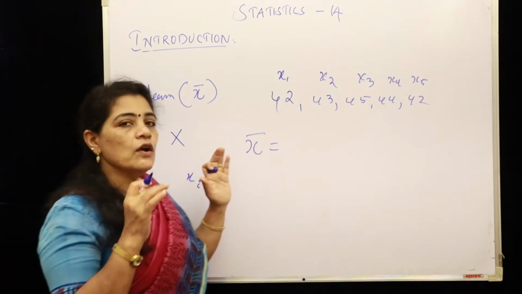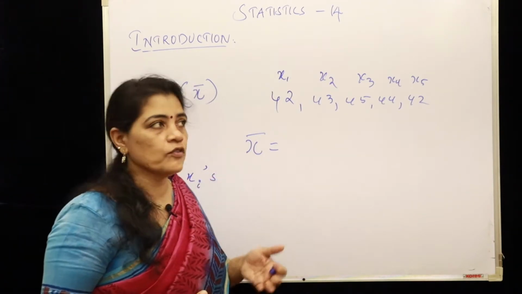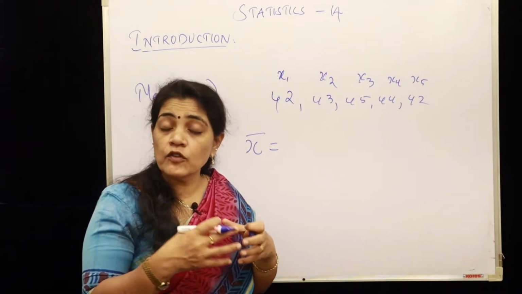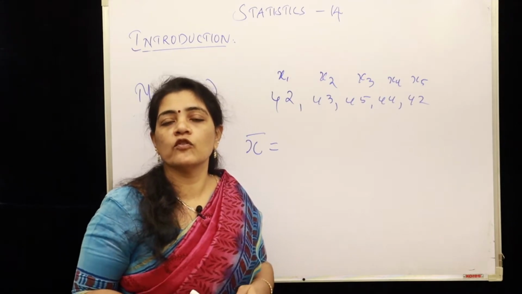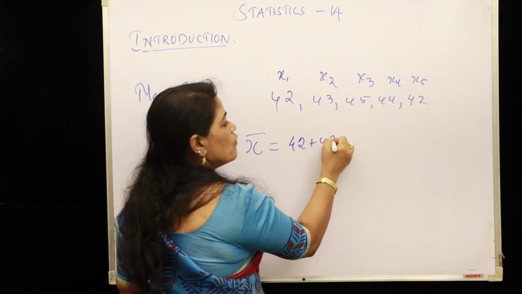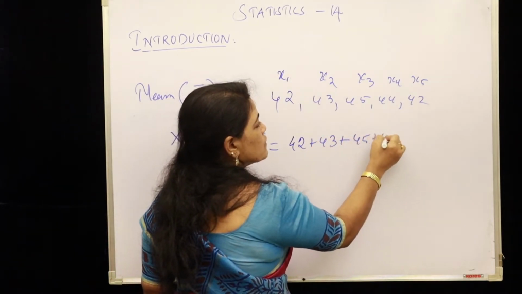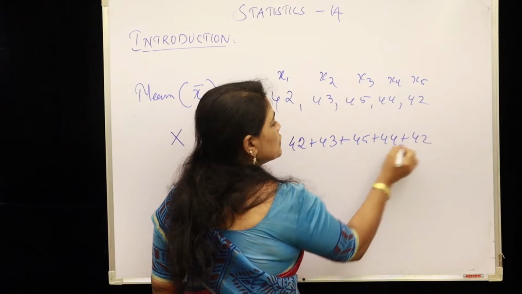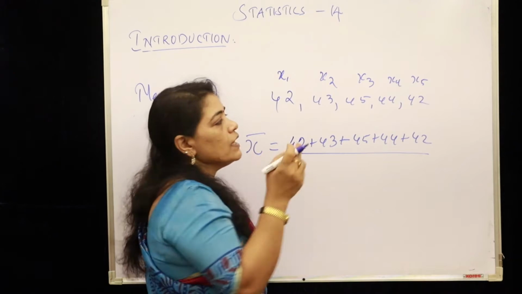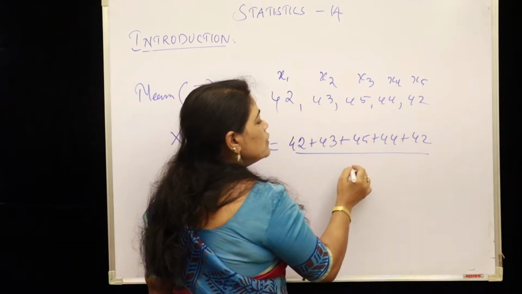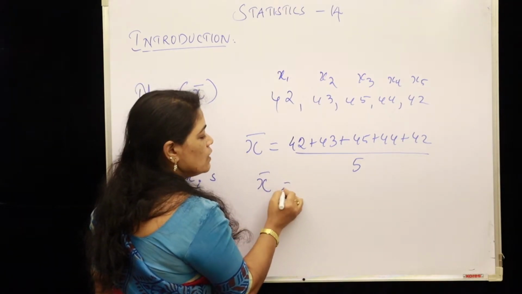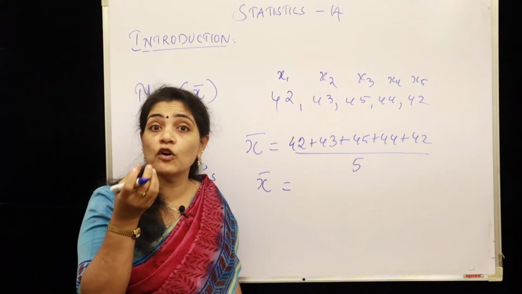In order to get the arithmetic mean of these observations, just sum the observations and divide by the total number of observations. So here the sum of the observations means 42 plus 43 plus 45 plus 44 plus 42, divided by the number of observations, the number of subjects. Here 1, 2, 3, 4, 5. So 5. Or x bar is equal to the sum of the observations.